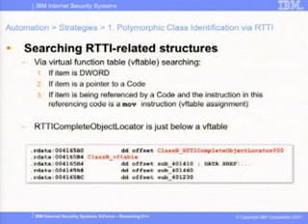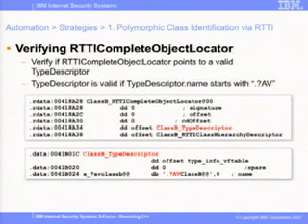As I said before, the RTTI complete object locator is just below the VF table. So once you have the VF table, you will need to identify if an RTTI complete object locator exists. What we try to do is parse the RTTI complete object locator, and then determine if the type descriptor it points to is valid by checking for the question mark AV prefix for the class name.